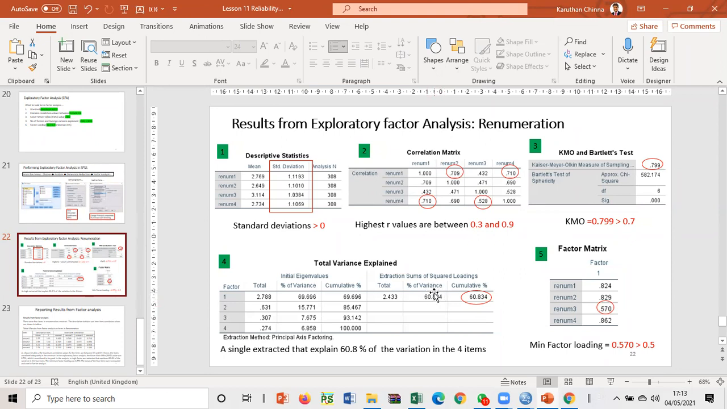Shall I analyze the items one by one or collectively? This one variable, does it represent the 4 variables? That's what I'm asking. If yes, how much variation is explained? This is like your R square. So we're saying the one factor explains 60% of the variation in the 4 items. We'll see some variation later.